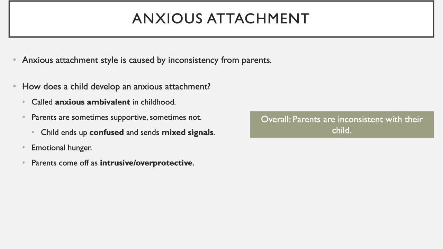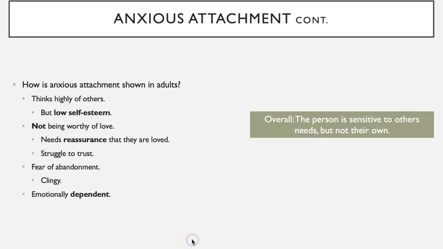And then emotional hunger is happening with the child. Basically, the parents will end up seeking emotional and physical closeness for their personal needs rather than the personal needs of their kids, and that causes them to crave that emotion. And then parents can usually come off as intrusive and overprotective for the child. So overall, for this, the parents are inconsistent.